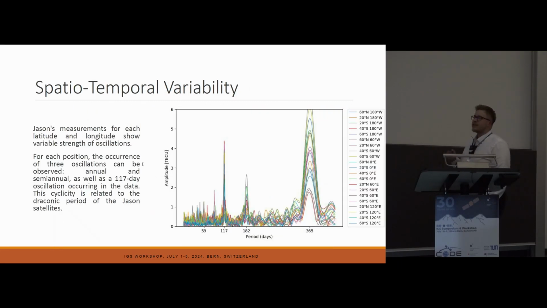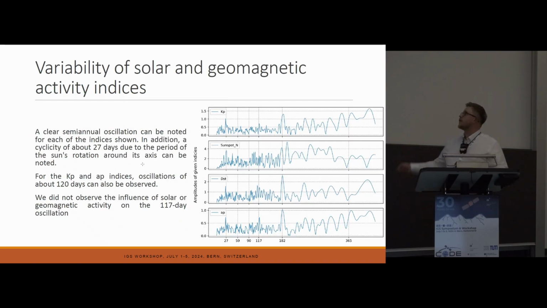To study it more, we performed the same analysis, but for more points around the globe to see if this is not only regional, but global. So we did it for a lot of points around the globe, and we achieved the same result. We have really pronounced 117 days for JASON, 182 days, so semi-annual, and annual. So what is this 117 days oscillation? We found out that this oscillation is caused by, it's more like the draconic period of the JASON satellites, and it was seen in the DORIS measurements already. But we were not expecting to see this in the TEC measurements, to be fair. So yeah, this is our small discovery here.